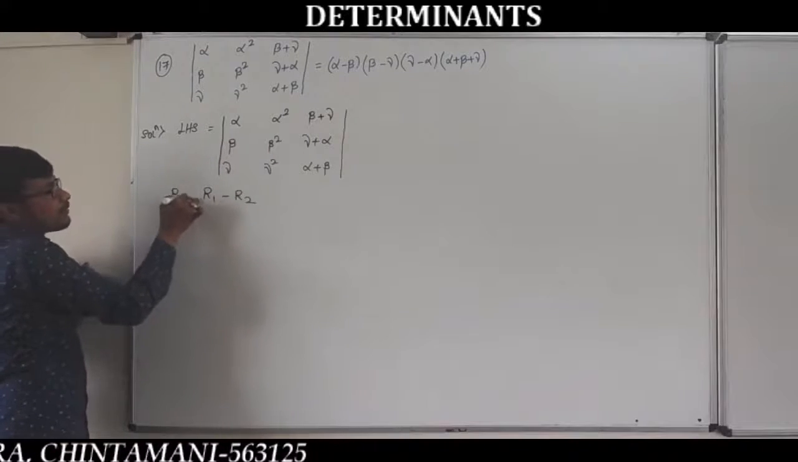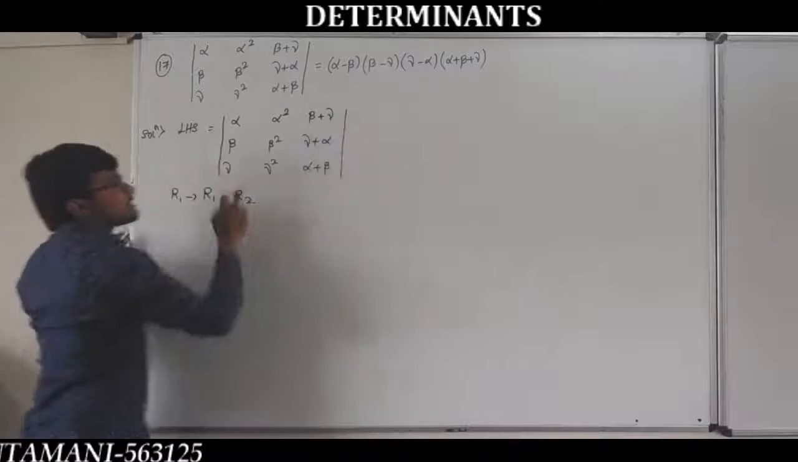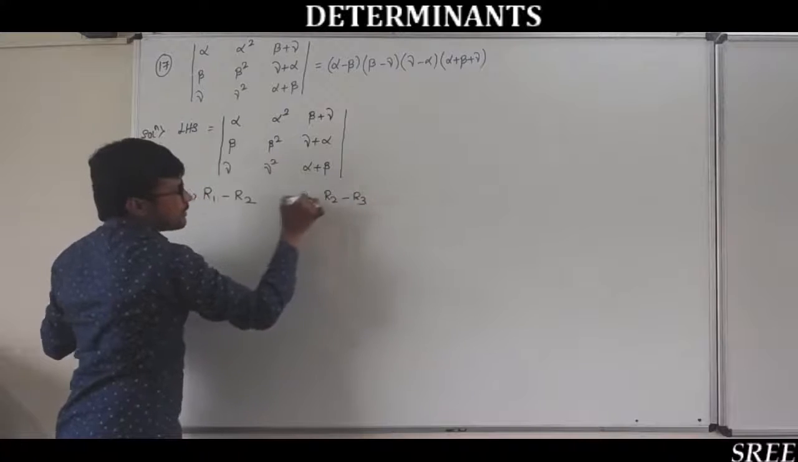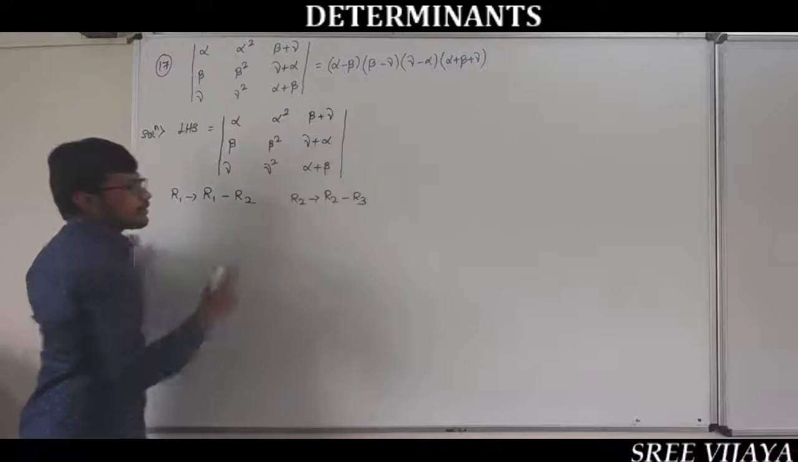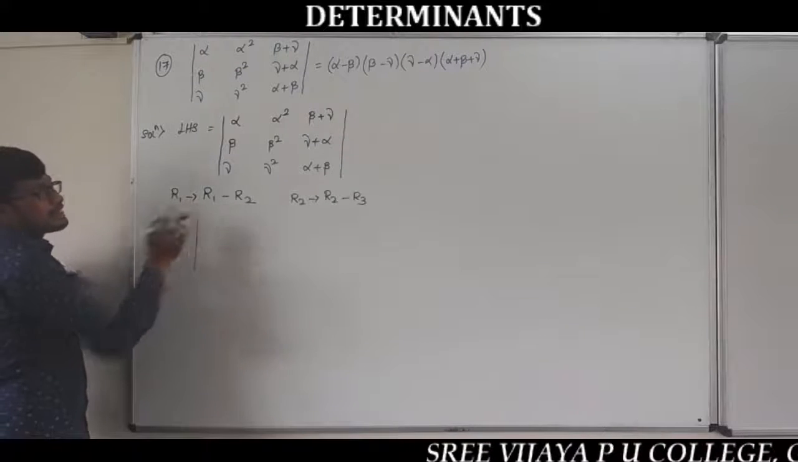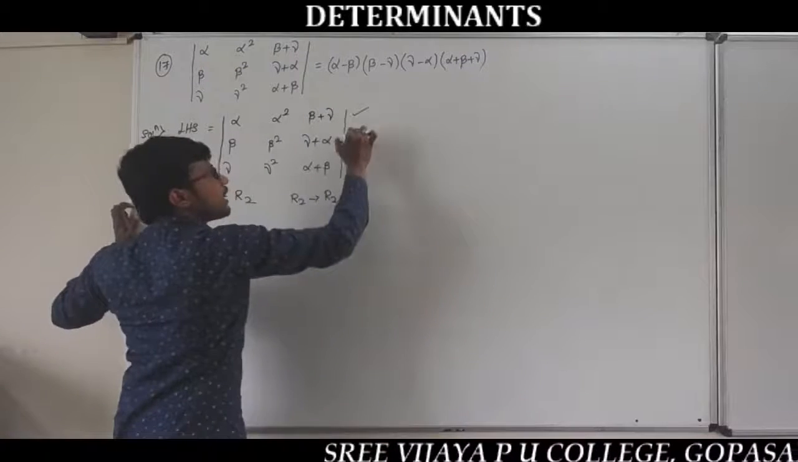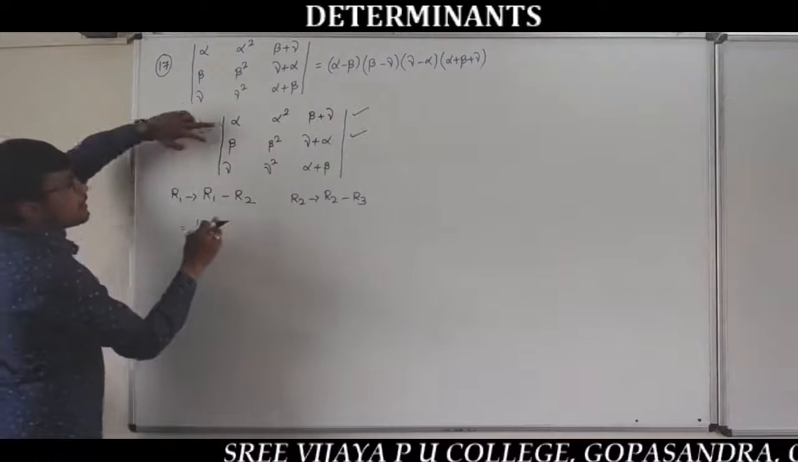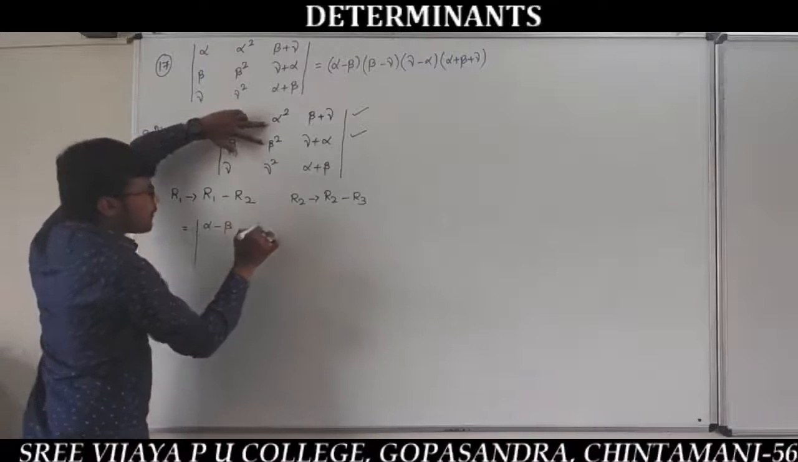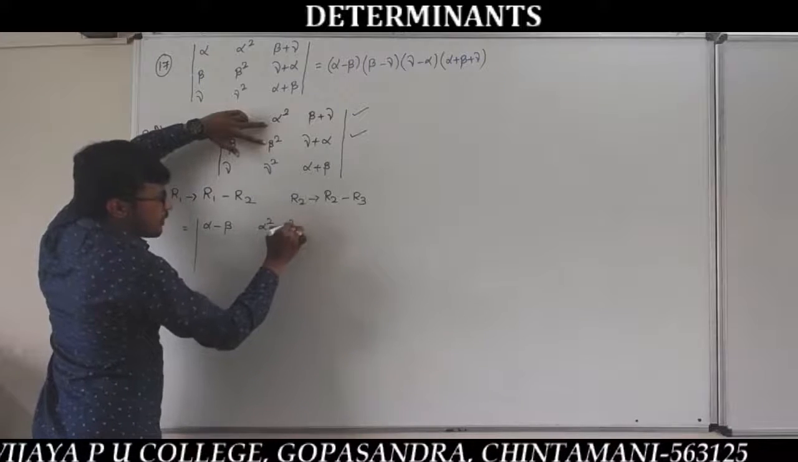For that R1 will change. For beta minus gamma, so this minus this. So that is R2 minus R3. So you can change the R3. Okay. So now what you will get for the R1 minus R2? So for this row and this row, what you can subtract: alpha minus beta, alpha square minus beta square.